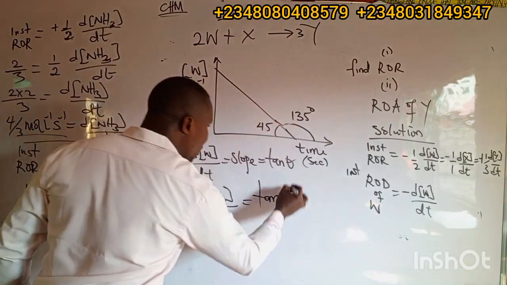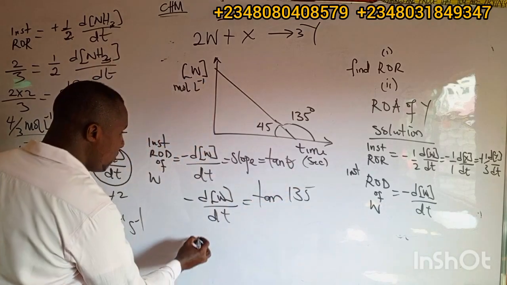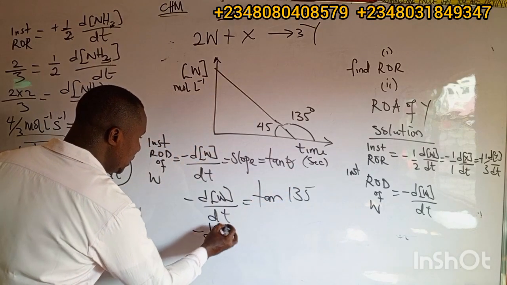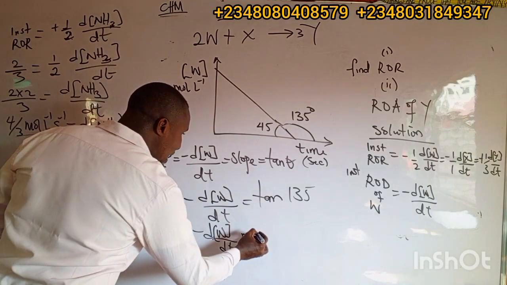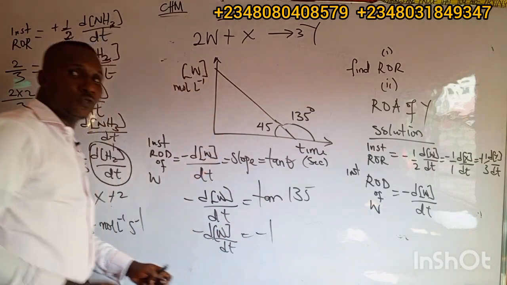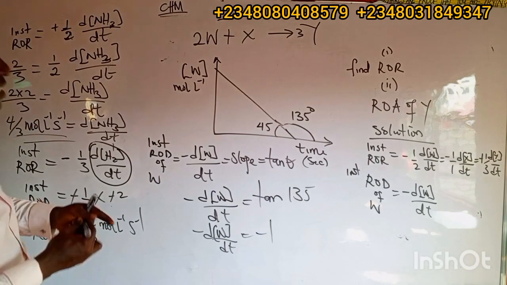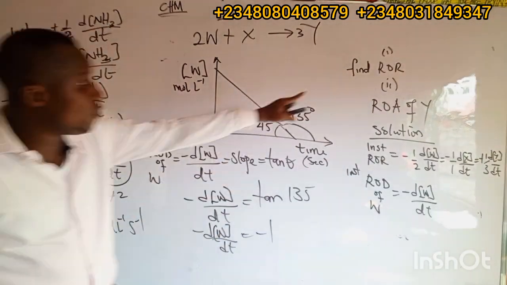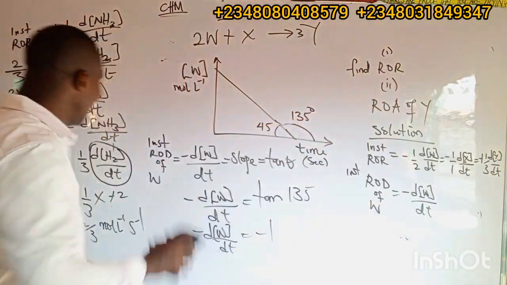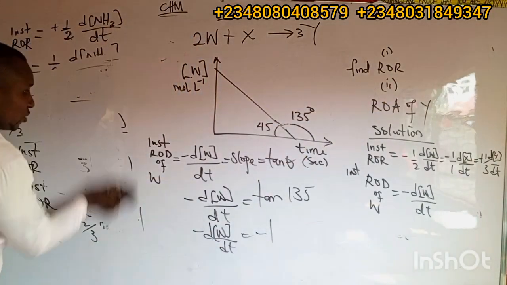Tan theta, which is tan 135. Therefore, -dW/dt equal to tan 135, which is -1. That is the rate of disappearance of W.